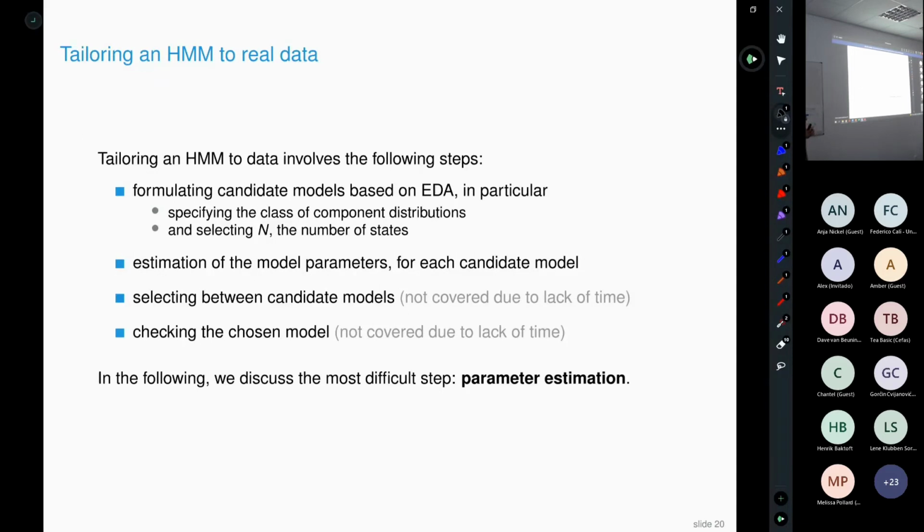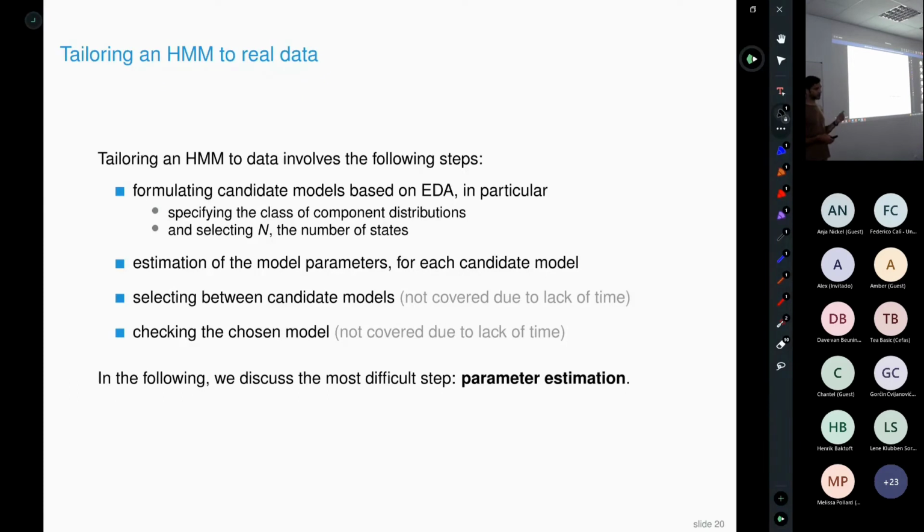Slightly more complicated than that in practice, but that's the basic idea: you try out different models and then select the one that works best. Okay, so you have selected, say, gamma distributions for the step length, and we have selected that we want to have 3 states, because we think there are 3 behavioral states. Then we need to estimate those parameters.